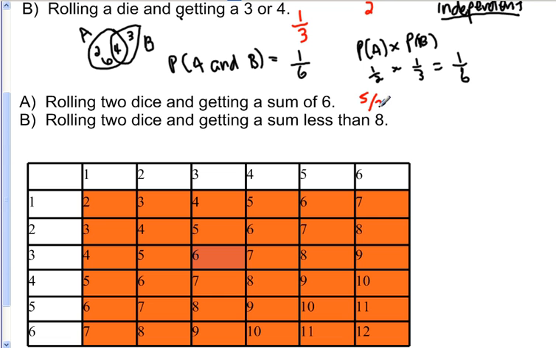Five out of 36. And then rolling 2 dice and getting a sum less than 8. So that would be all of the 7s. 1, 2, 3, 4, 5, 6. And all the 6s, 5s, 4s, 3s, and 2s. So 6, 7, 8, 9, 10, 11, 12, 13, 14, 15, 16, 17, 18, 19, 20, 21. So there are 21 ways that you could roll 2 dice and get a sum less than 8. So the probability of that would end up being 21 out of 36.